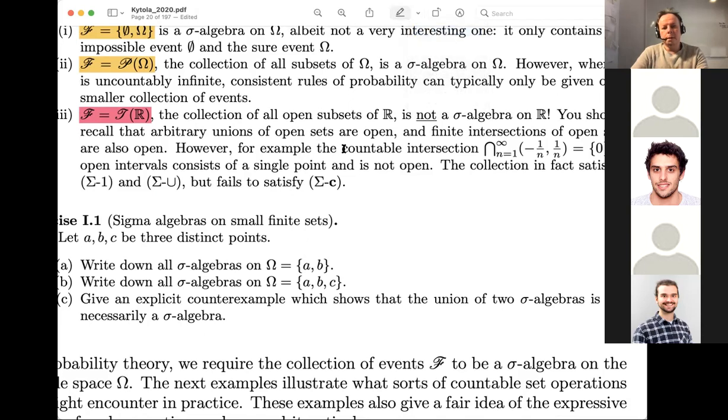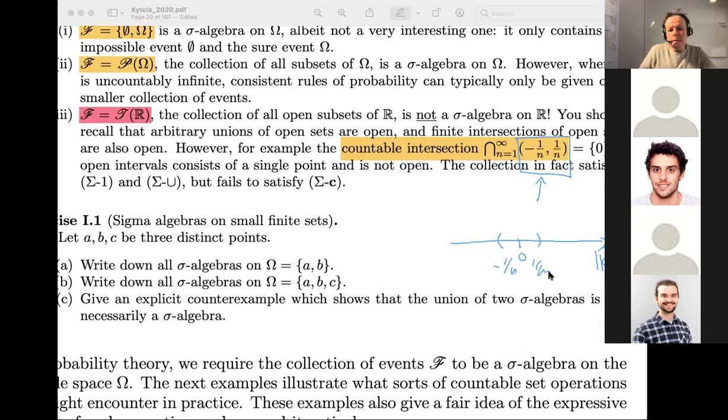So if you look at this countable intersection, what happens? Let's see. What are we looking at here? We are looking here at this type of sets. So that's the open interval. If you look at this open interval on the real line, that's 0. And then we look at the open interval from minus 1 over n to 1 over n. And that's the open interval. That's an open set, so it's part of the topology.